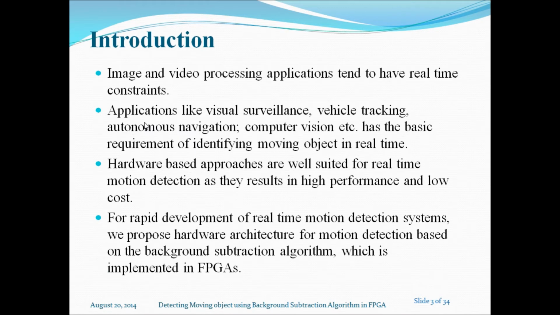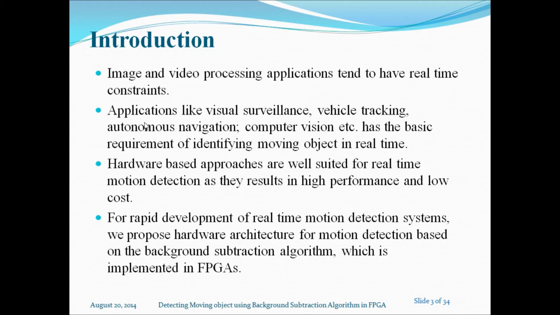Image and video processing applications tend to have real-time constraints. Applications like visual surveillance, vehicle tracking, etc. have the basic requirement of identifying moving objects in real time. Several hardware and software approaches have been proposed in the past, and results show that hardware-based approaches to detect moving objects in real time are preferred over software-based approaches. Hardware-based approaches are preferred as they result in high performance and low cost.